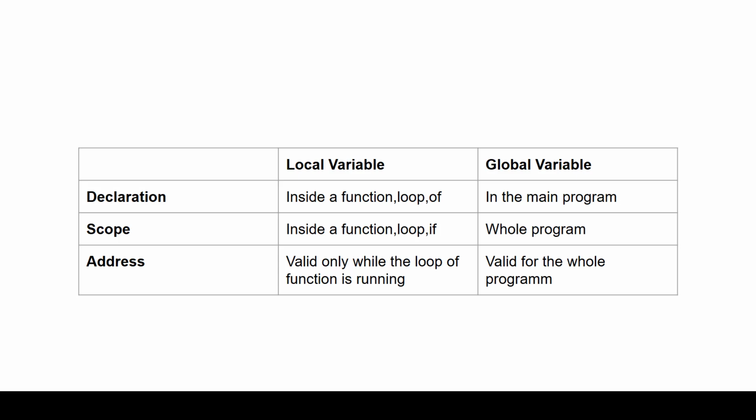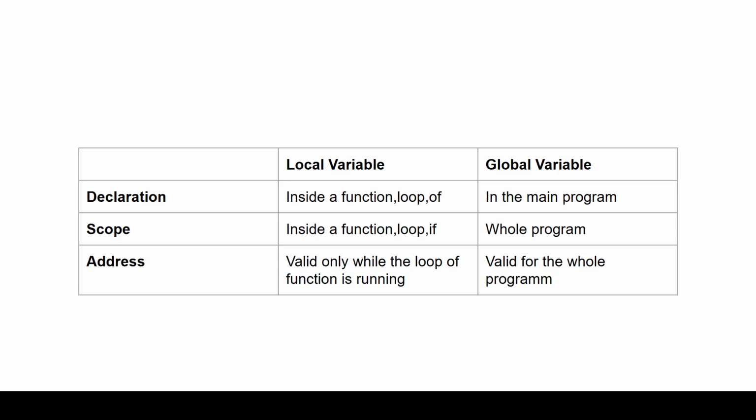A local variable is created and its address is valid only while the loop or the function is running. Sorry for the typos here, I wrote "off" instead of "or". And the global variable's address is valid for the whole program. By the address, we mean if you name a variable x inside a function called print, the x is stored somewhere in memory. That address of x is only valid inside that function.